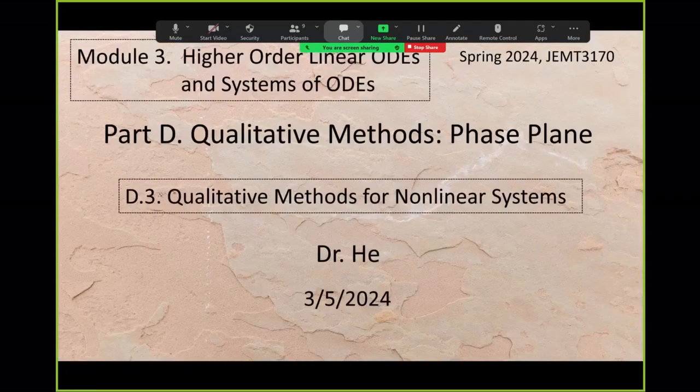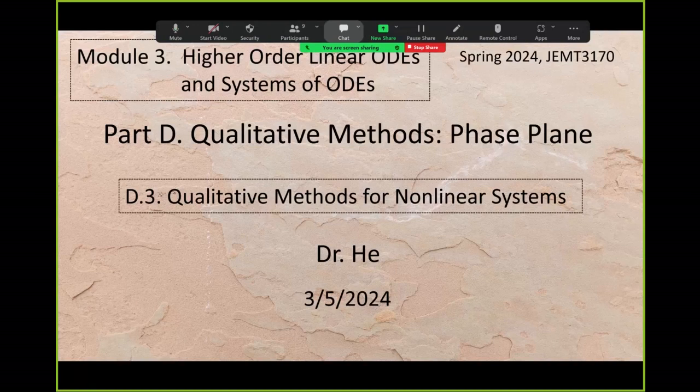Next, qualitative methods for nonlinear systems. When you see qualitative here, we do not try to solve the nonlinear system, because in general a nonlinear system is too hard to solve. When it is hard to solve, we want to do some qualitative discussion and try to see some properties.